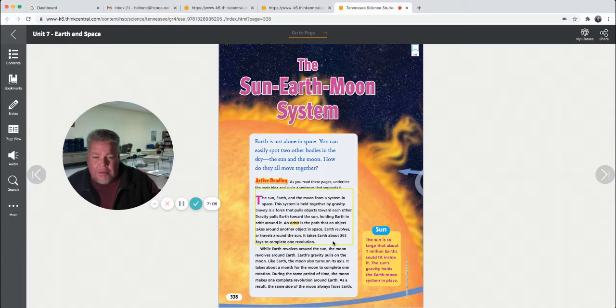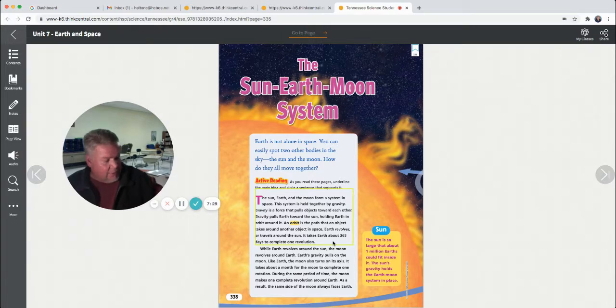Okay. While Earth revolves around the sun, the moon revolves around the Earth. Earth's gravity pulls on the moon. Like Earth, the moon also turns on its axis. It takes about a month for the moon to complete one rotation. During the same period of time, the moon makes one complete revolution around the Earth. As a result, the same side of the moon always faces the Earth.